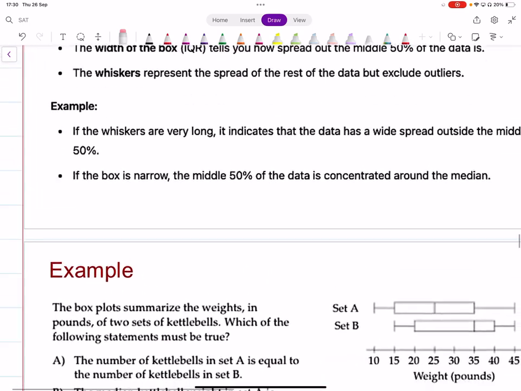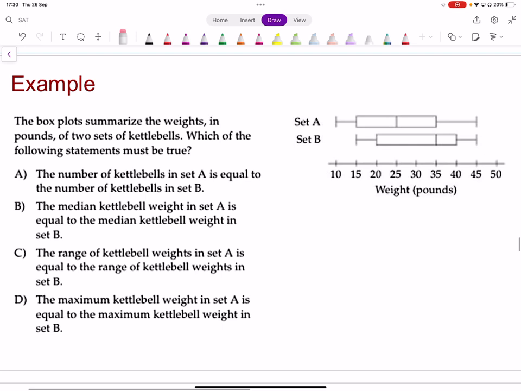Okay. 2 quick examples and then we end. 2 very quick examples. It's not going to take time. Just 2 minutes. The box plots summarize the weights in pounds of 2 sets of kettlebells. Which of the following statements must be true? You can look at the box plots there. Look at the statements now.